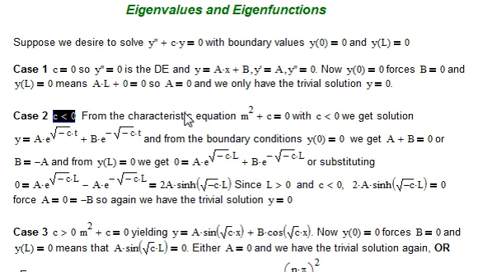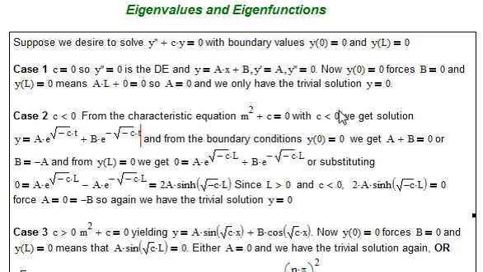If c happens to be a negative number, from the characteristic equation m squared plus c equals 0 with c less than 0, we get the solution y = a e^(√(-c) t) + b e^(-√(-c) t). Remember, c is a negative number, so what's under the radical here and here is positive. Now, from the boundary condition y(0) = 0, we get a + b = 0, see? If this is 0, then a + b is 0. So b = -a.